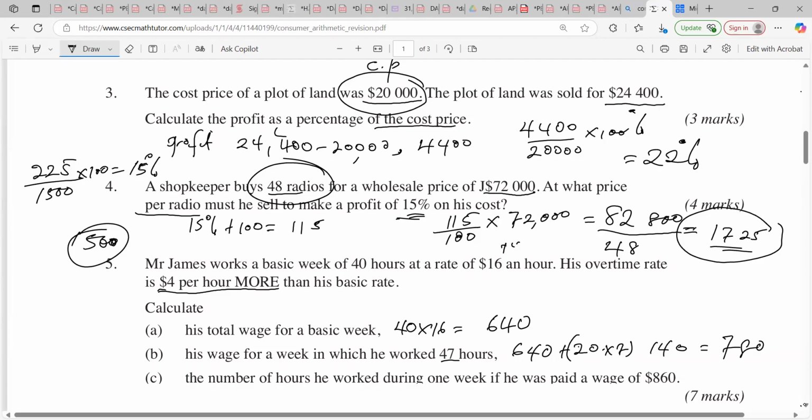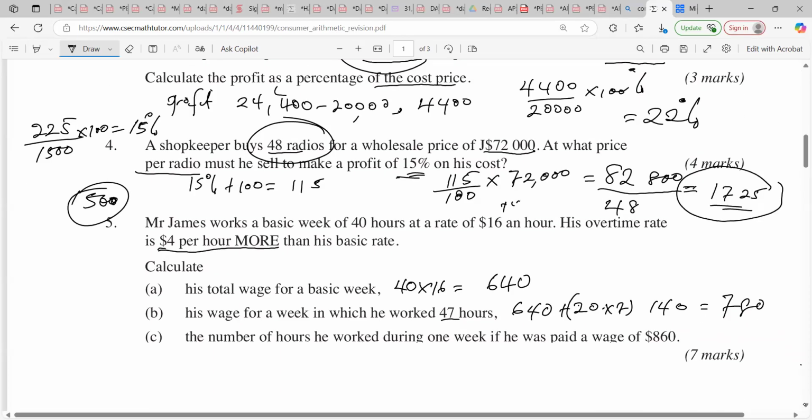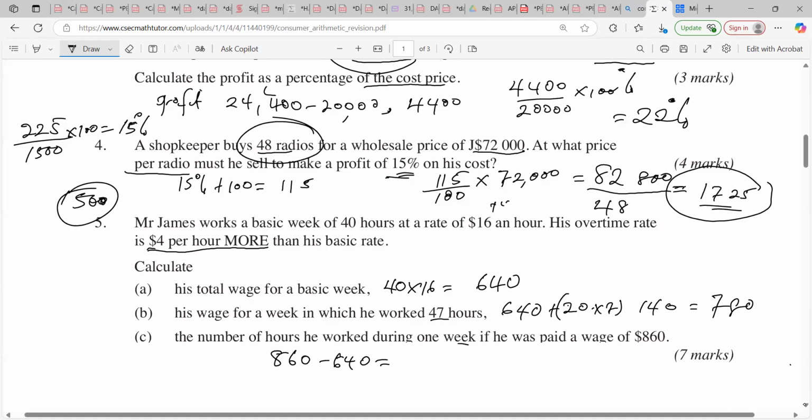C says the number of hours he worked during 1 week if he was paid a salary of $860. So first we need to take the 40 hours out of that, right? So 860 minus the 640 for the 40 hours. You see the difference? The rest will be overtime, right? So it's 860 minus 640, and then we divide this by 20.